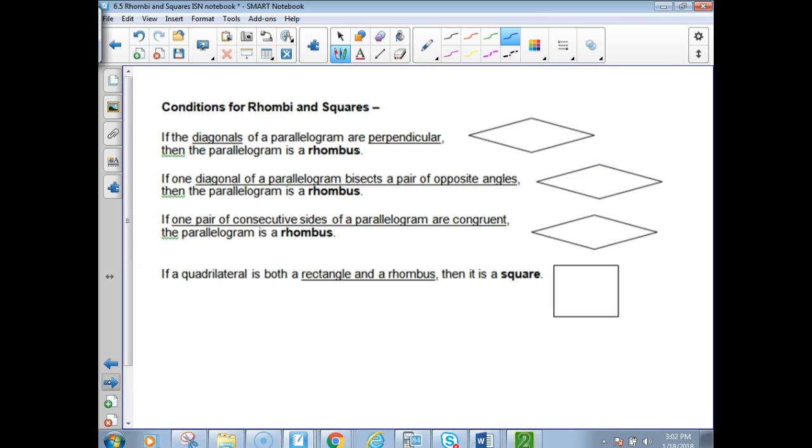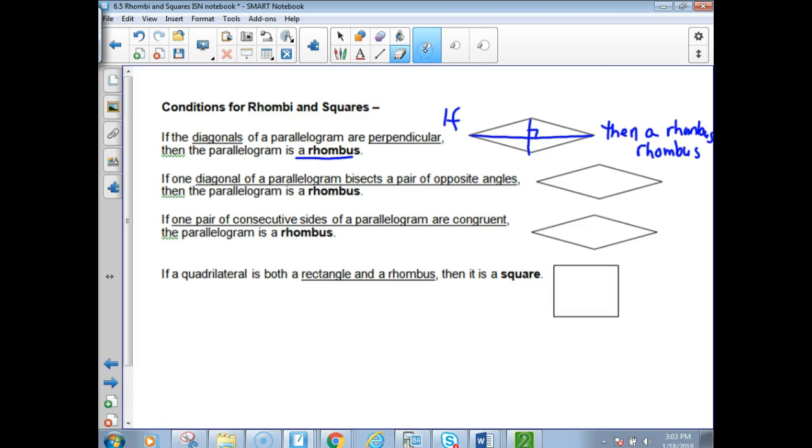Okay, the conditions for being a rhombus and a square. If the diagonals of a parallelogram are perpendicular, then it has to be a rhombus. All right, so if you see a diagram and you know that these are 90 degrees meeting at a right angle, if this is occurring, then it's a rhombus. Now, I'm not going to write this every time, if this, then a rhombus. I'm just going to read them to you, and we'll draw them on the picture.